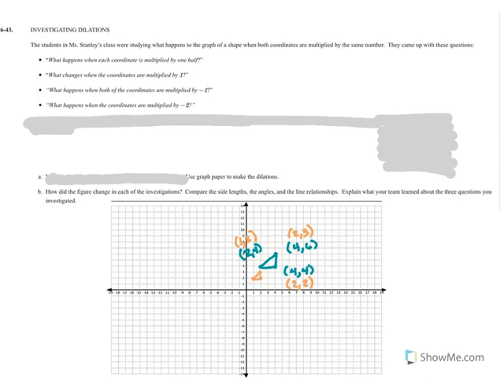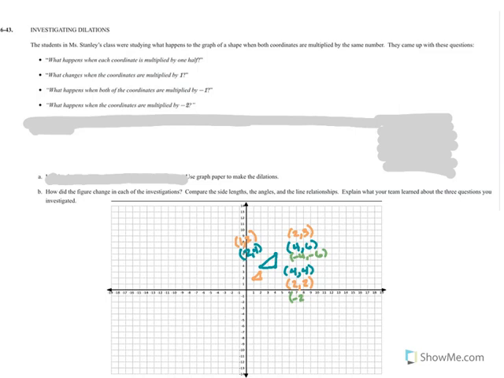Okay, so you can see our triangle got really, really tiny. So when we multiply by a number greater than 0 but less than 1, what's going to happen is you're going to get a smaller figure and it's going to move a lot closer to the center. Okay? So our next one says what changes when the coordinates are multiplied by 1. If I multiply these all by 1, you're just going to get the exact same coordinates, so you don't really have to graph that one. The next one says what happens when both of the coordinates are multiplied by -1. So that means this is going to be -4, -6.